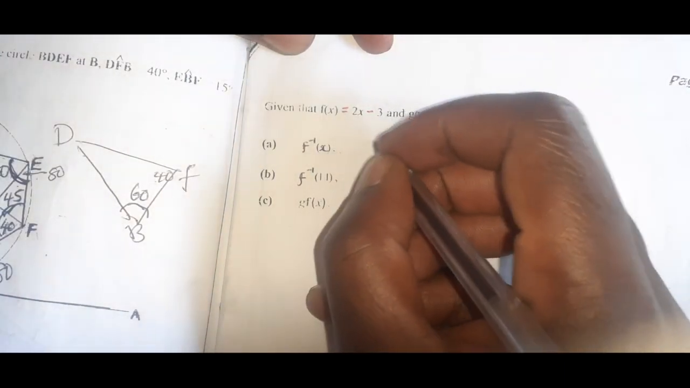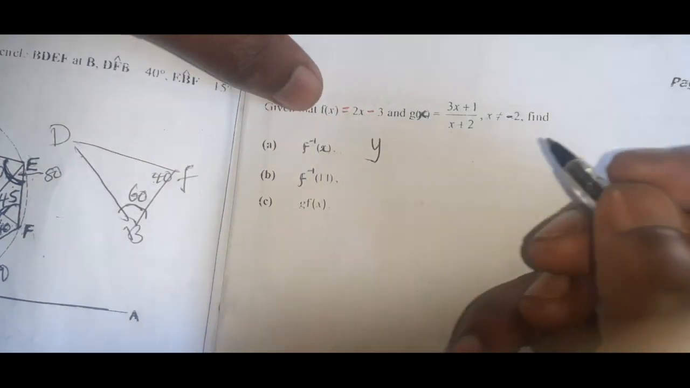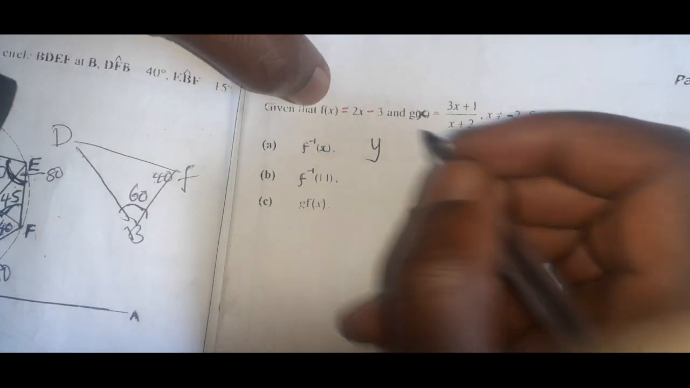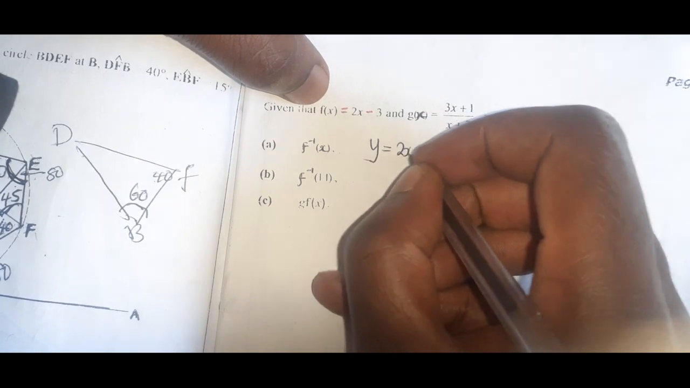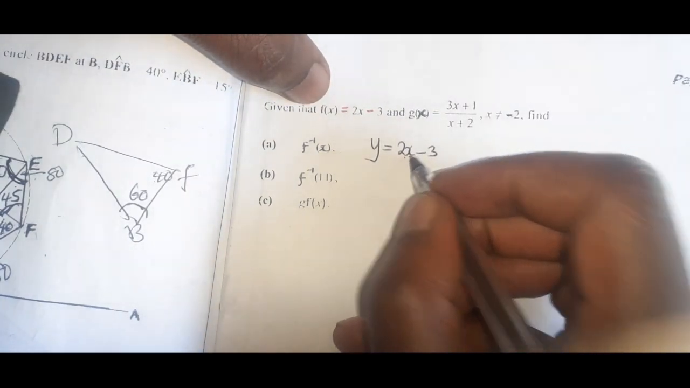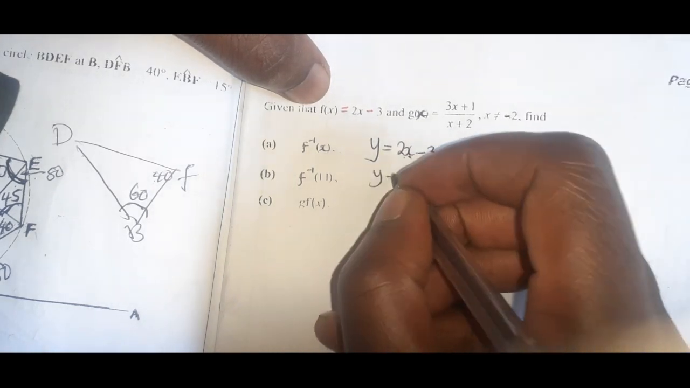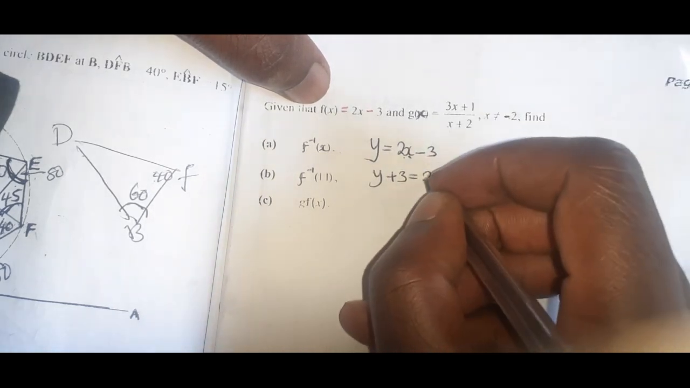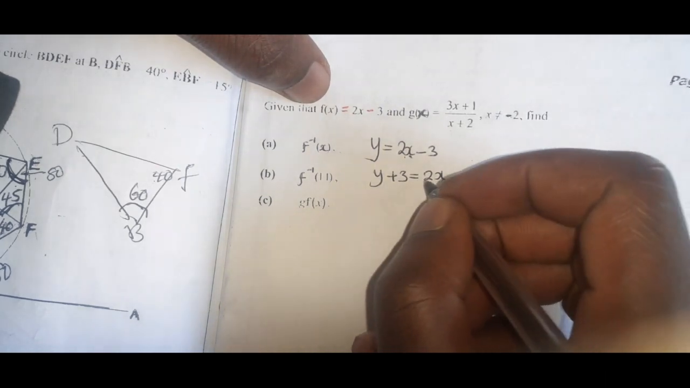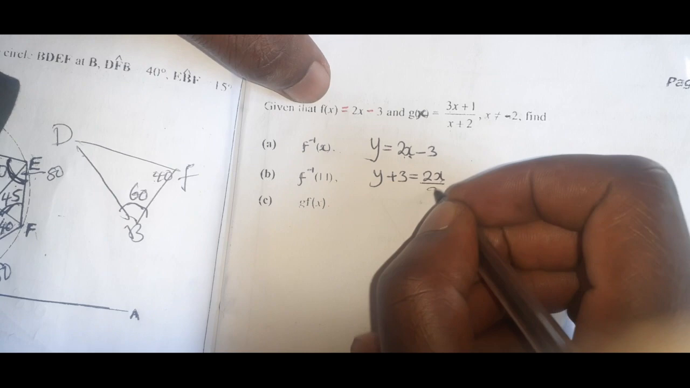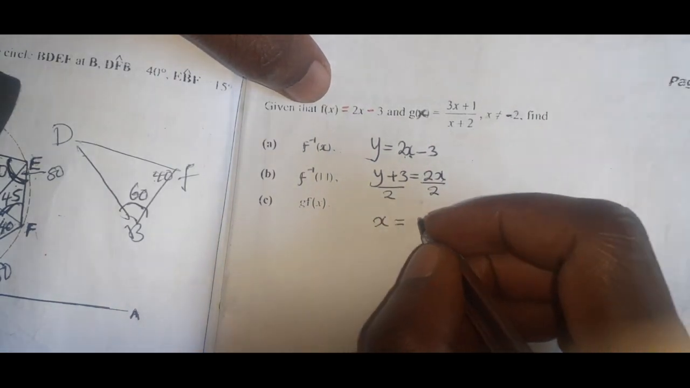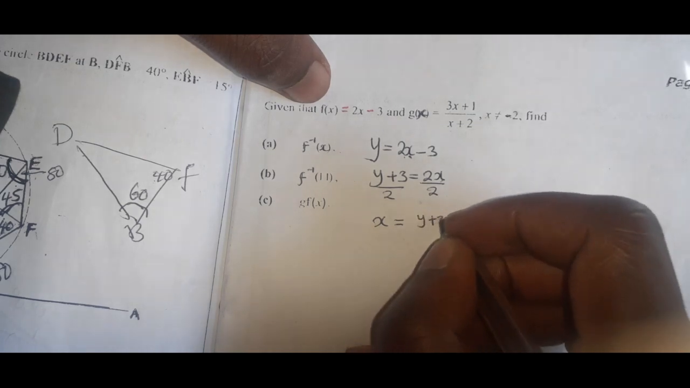Like we always say, the first thing you can do is put y where there is f of x. Then you say y equals 2x minus 3. Then we make x the subject of the formula. So it will be y plus 3 is equal to 2x. To make x the subject, we divide both sides by 2. So we're going to have x equals (y plus 3) over 2.